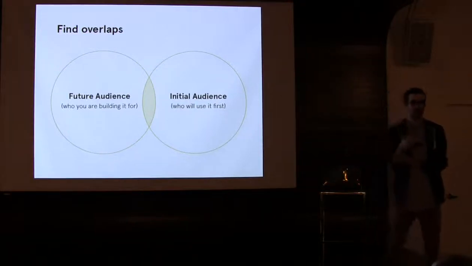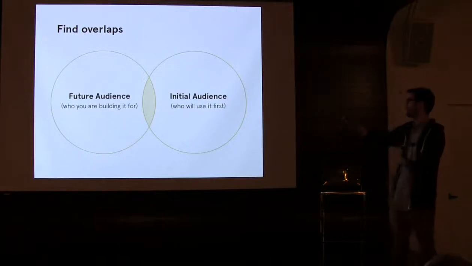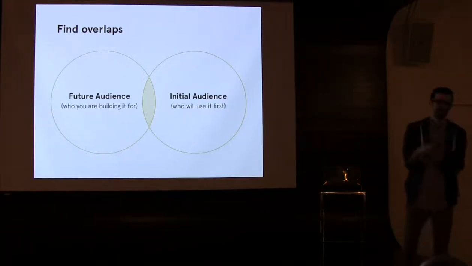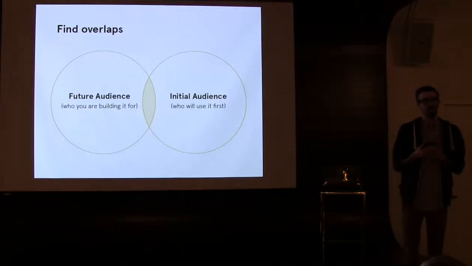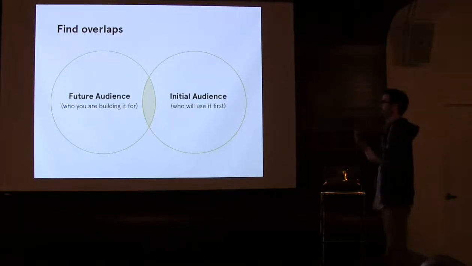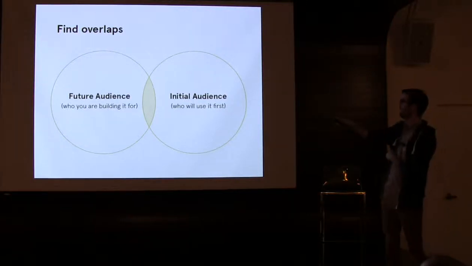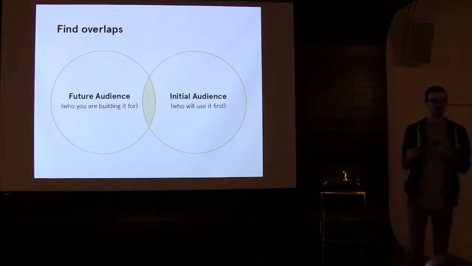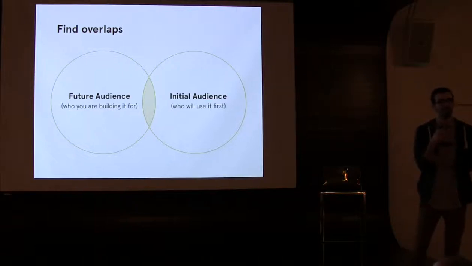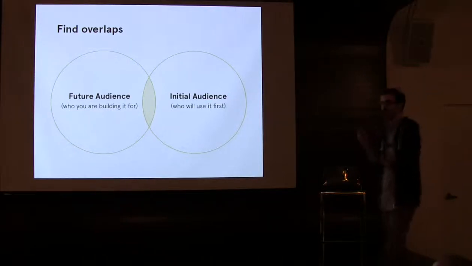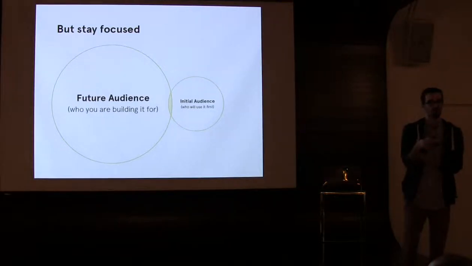So our goal is to find the overlaps between these two groups. We have our future audience of who we're building it for, and then our initial audience of who's going to use it first. And there are definitely going to be some overlaps of features that they both want, goals that they have that are the same. And if we can do those things in the middle right, then we can still delight and please these people that are backing the campaign and excited about our project and most invested in it at this point, but stay focused on where we're going and what we're building for.